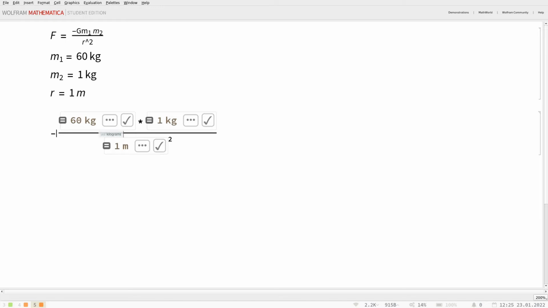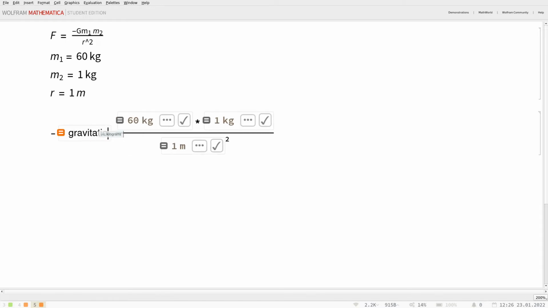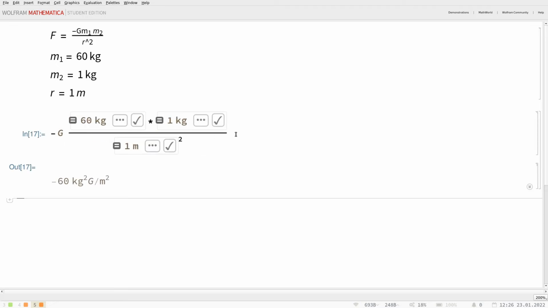I can also add in physical constants such as the gravitational constant G. You can see it works out. Now Shift Enter to execute the commands you wrote into a cell, and you see that we've got a result. However, this result is not in the units we're actually interested in.